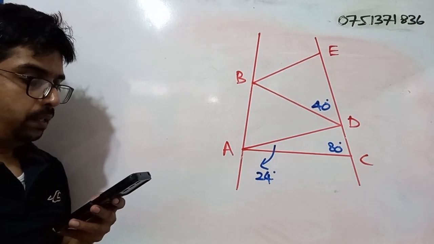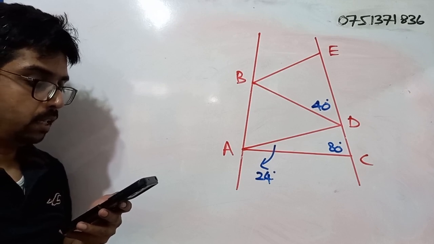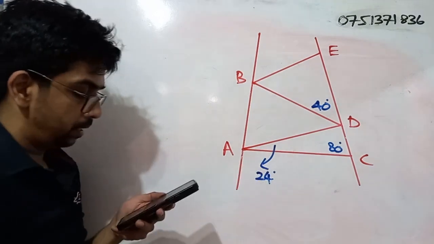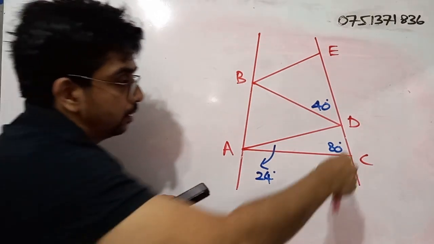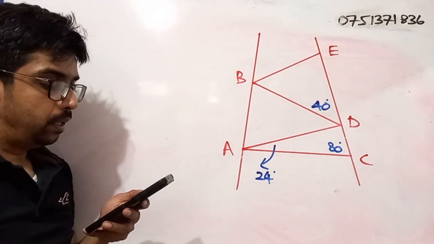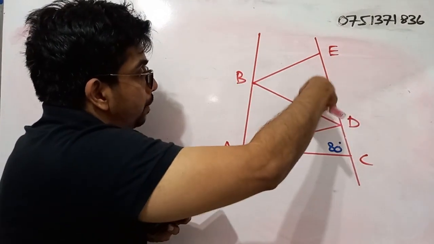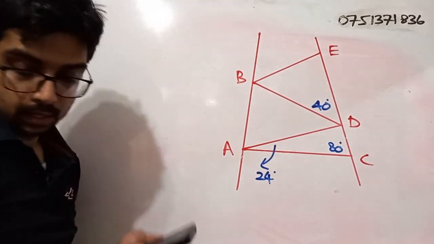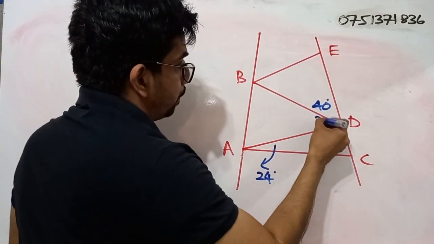Okay, question number 16. In the figure below, D is on CE. The measure of angle DAC is equal to 24 degrees. DAC, right? So that means this angle. The measure of angle DCA equals 80 degrees. DCA, so this angle which is 80 degrees. And the measure of angle BDE equals 40 degrees. BDE, that means this angle, 40 degrees. What is the measure of angle ADB? ADB, so ADB, that means this angle.